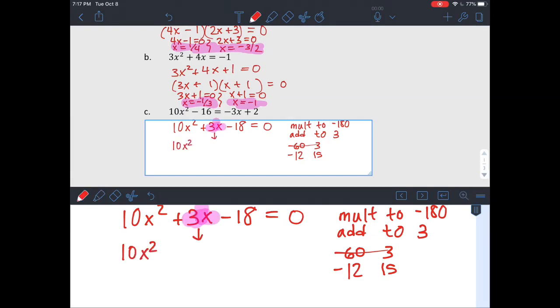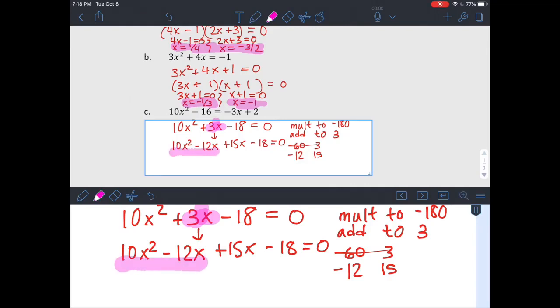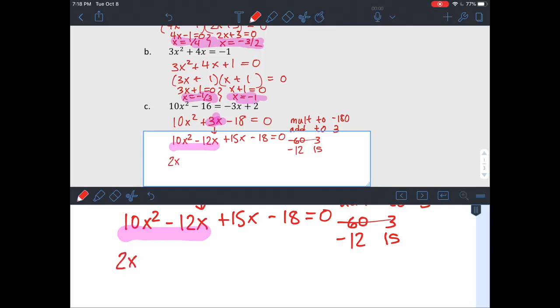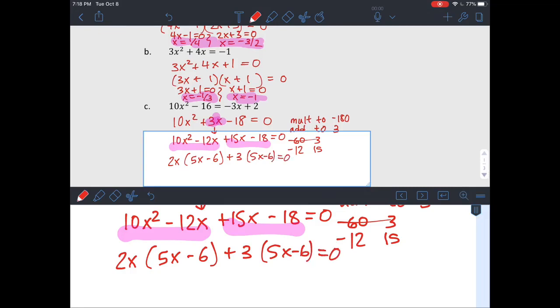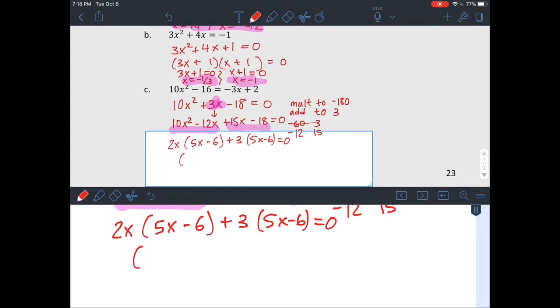So you can rewrite the 3x term as a -12x plus a 15x, and then do a little bit of factoring by grouping. So I'm going to group my first two together and factor out a 2x, which will leave you with 5x minus 6. My last two terms, the third and fourth term, I'm going to factor out a 3, which will leave me 5x minus 6. Then you could take out your common factor of 5x minus 6 and be left with 2x plus 3.